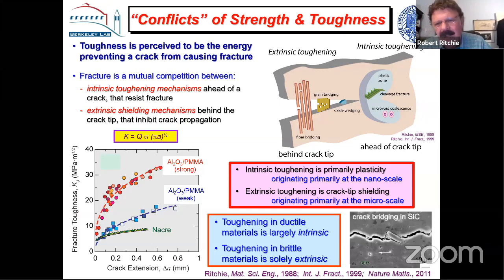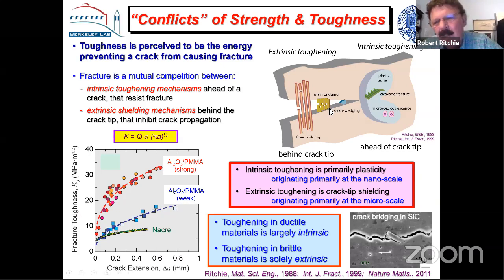Oxymoron. So effectively, ceramics are toughened by a different technique, as a lot of brittle materials are, which is what I call extrinsic toughening. This is something that doesn't take place ahead of the crack tip, it takes place either at or behind the crack tip. And these are techniques which carry load or shield the crack from the driving force.